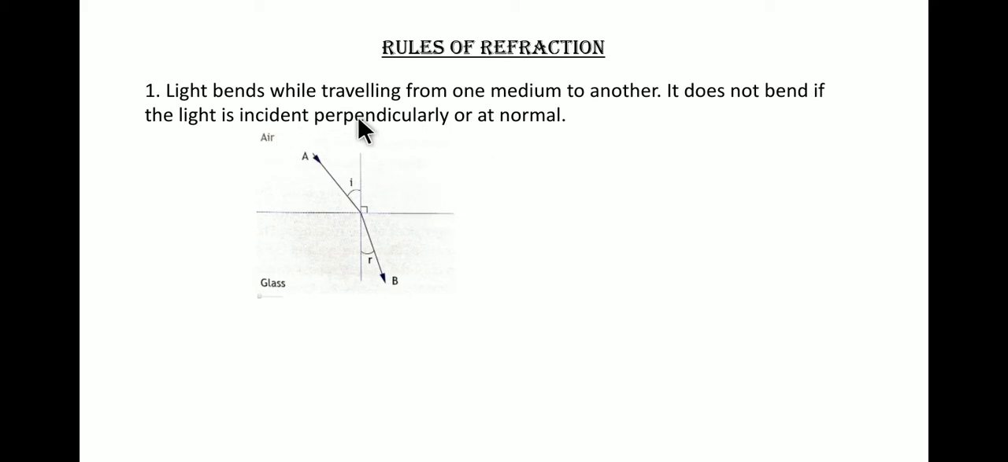That means if the light is incident in this manner, along this normal, then the light will not bend. The light which enters over here will move on directly without any bending. So this is rule number 1.